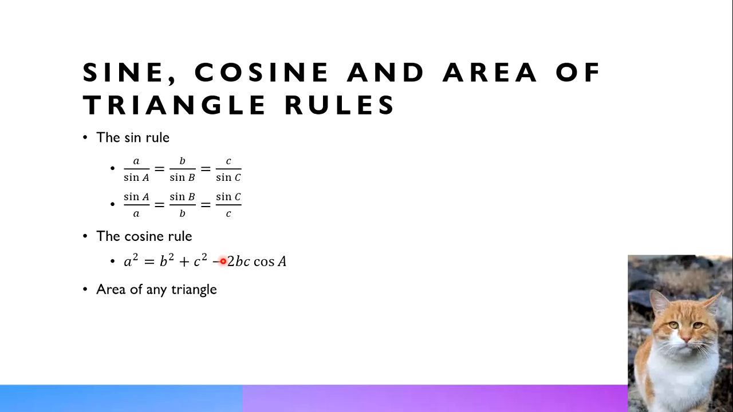And then to find the area of any triangle, the area is equal to half of little a, lots of little b, lots of sine of big C. So that, and all of these work for any triangle.